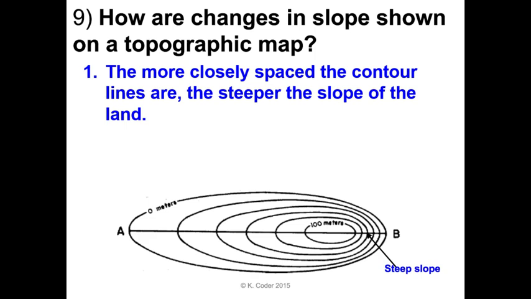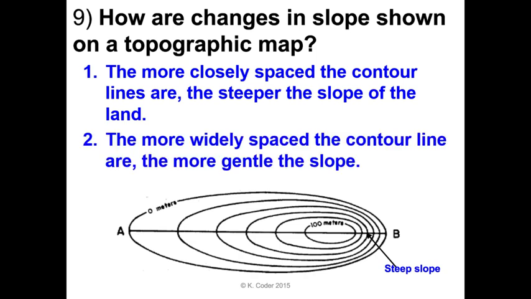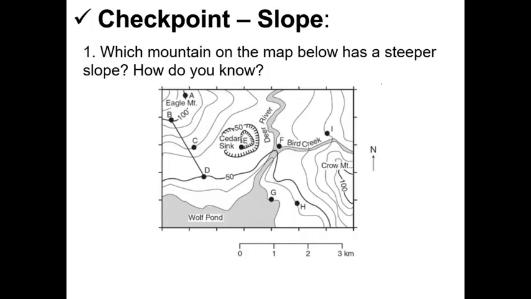It means we're changing our elevation over a shorter distance, whereas if I was coming from A, it would be more gentle. The more widely spaced the contour lines are, the more gentle the slope is. I might have to walk a little bit farther if I came from A, but I won't be changing elevation as fast as I would from B. So from A, we have our gentle slope, and from B, we have our steep slope.